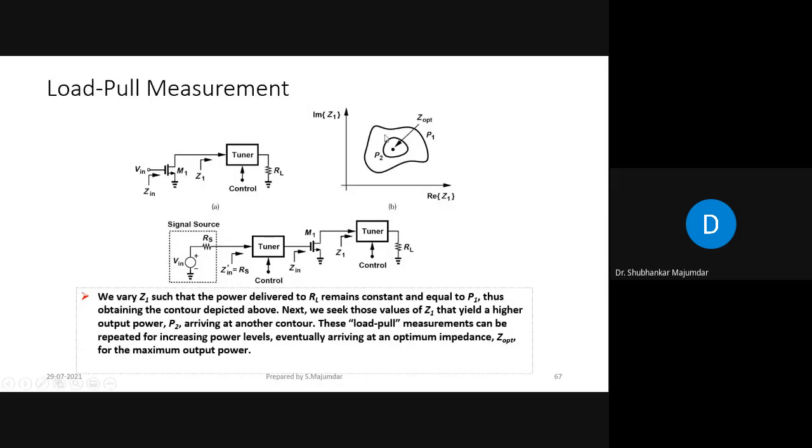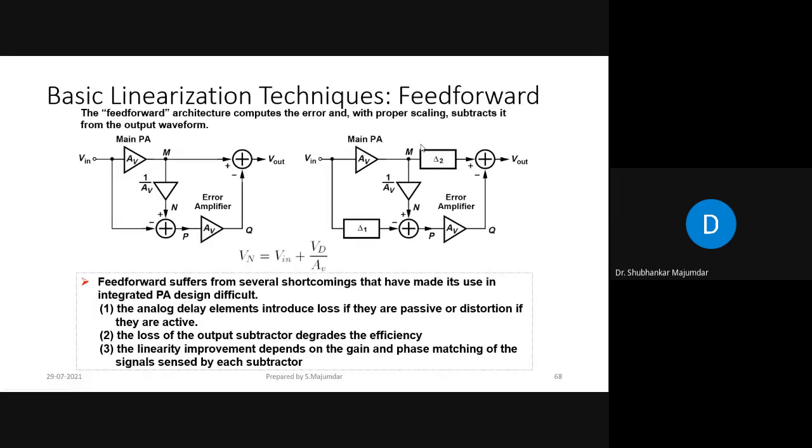So here we can see that this P1 is the higher, but we are going for P2 because it is more stable. Okay, so now we are going for a linearization technique. How to linearize our circuit? There are various types of process. One is your feed forward process. This is opposite to the feedback process. It is a feed forward process, meaning it makes a parallel path.